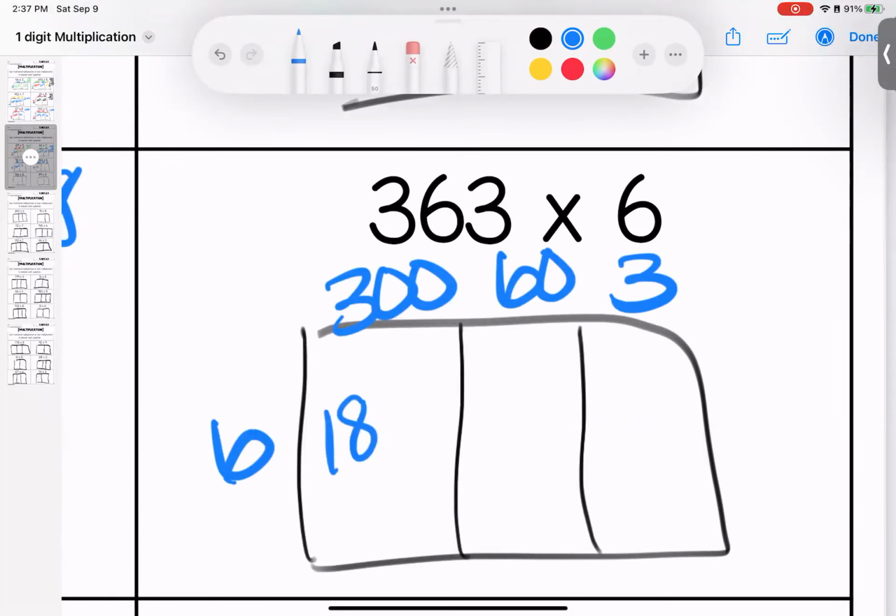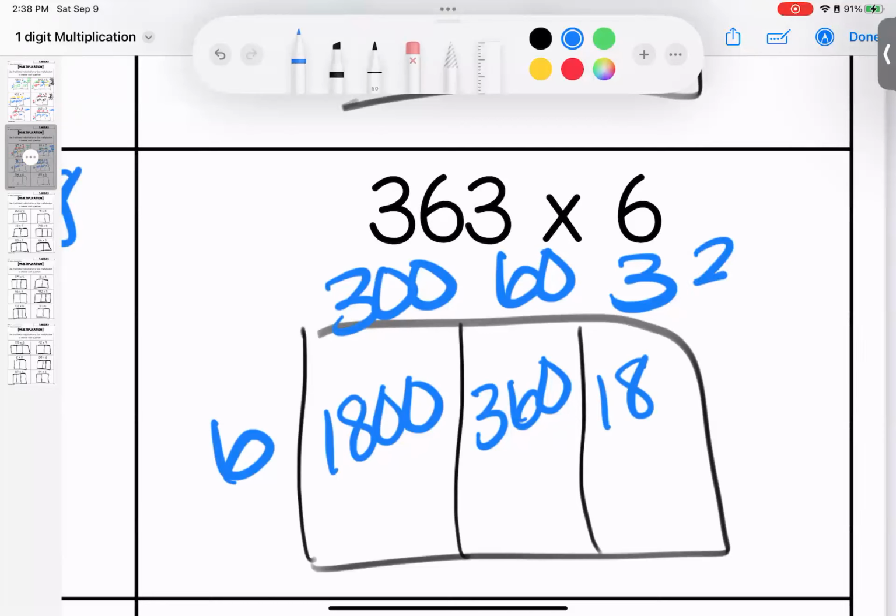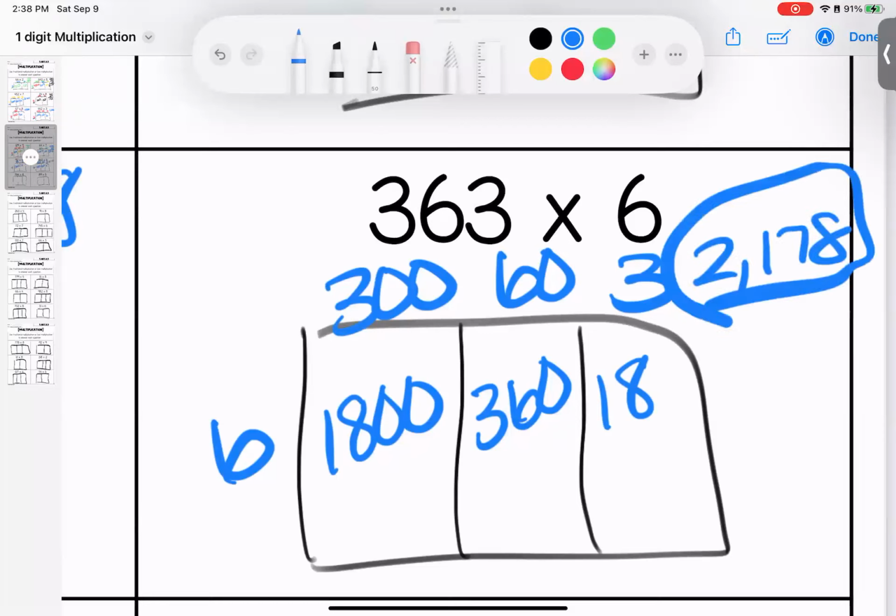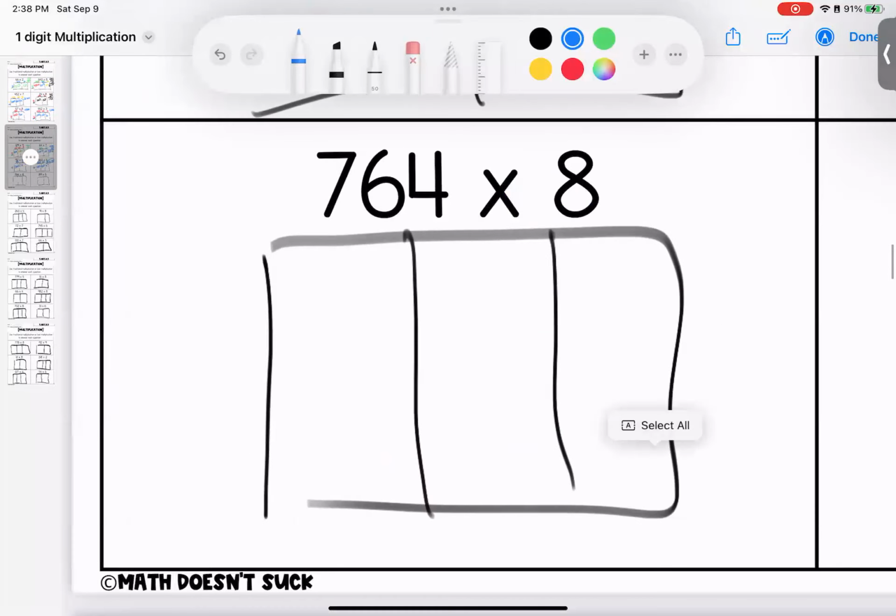I have 360 and 3 times 6. 3 times 6 is 18 with 2 zeros. 6 times 6 is 36 with a 0. 6 times 3 is 18. When I do 1,800 plus 360 plus 18, I get 2,178. Two more on this page.